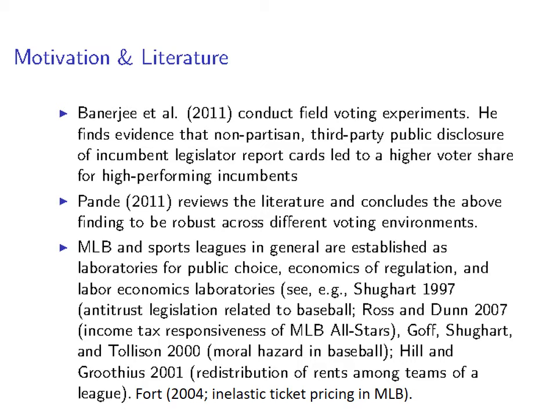More generally, we can discuss the literature surrounding the use of Major League Baseball as a laboratory for public choice, economics of regulation, and labor economics. So Shugart talks about antitrust legislation related to baseball. Ross and Dunn examine the income tax responsiveness of MLB All-Stars, a super high income group. Goff, Shugart, and Tollison examine moral hazard in baseball. Hill and Groothuis discuss redistribution of rents among teams of a league through revenue sharing, and Fort helps to break the literature on inelastic ticket pricing in Major League Baseball.